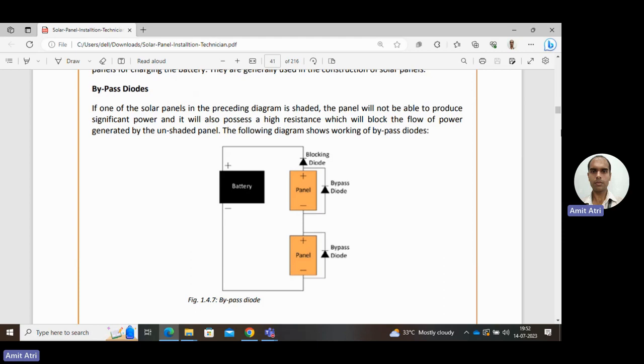When one panel is not producing any electricity but another one in the series combination is, the current will flow through the bypass diode, because the shaded panel is not allowing any flow of electrons. In that case, the bypass diode completes the circuit and the flow of current is continuous from the second panel to the battery.